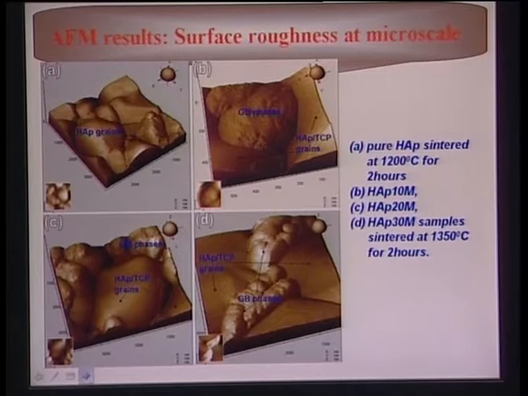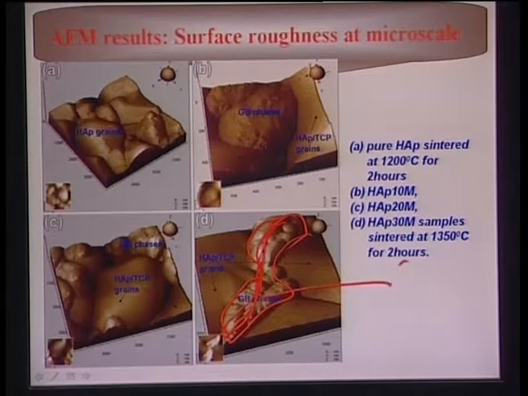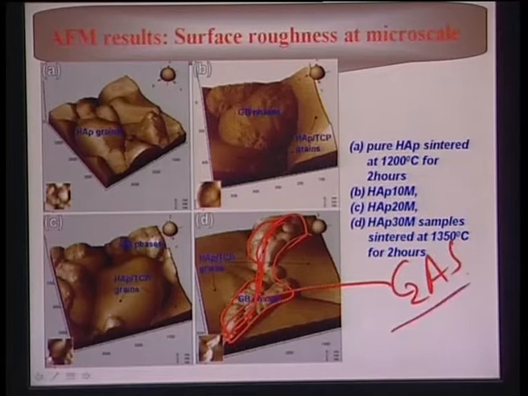Now, what was the reason for this difference in in vitro cytocompatibility or in vitro biomineralization property? First of all, you have to look at the AFM images of these materials. Atomic force microscopy images tell you that in the grain boundary region you have a microscale roughness. That means these grain boundary phases which are formed, that is the C2AS phase, that is 2 calcium oxide, 1 alumina, 1 silica, increase the microscale roughness of these materials.